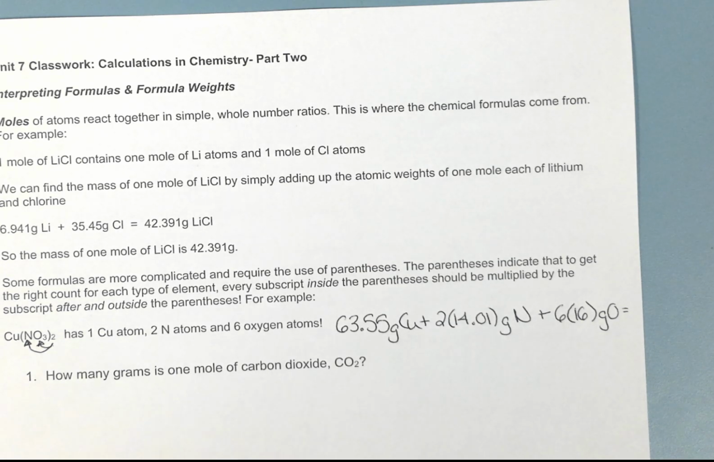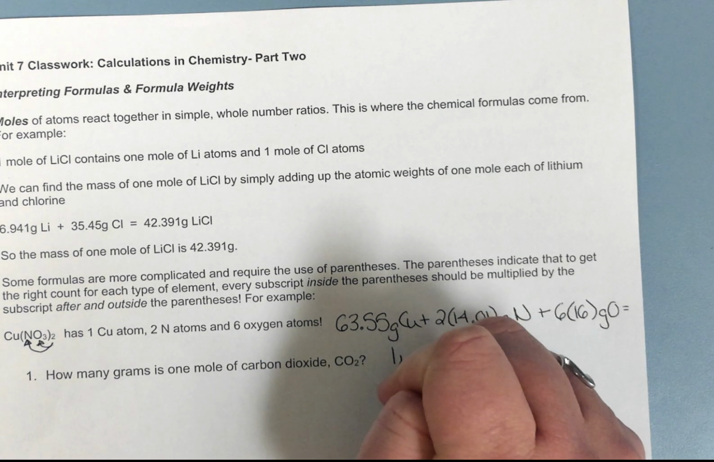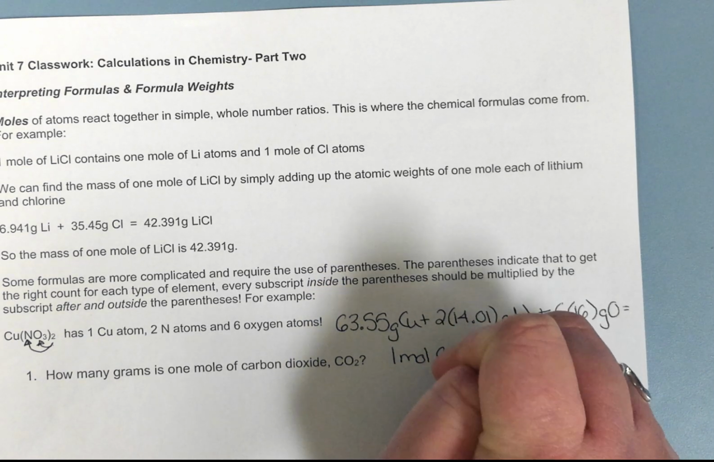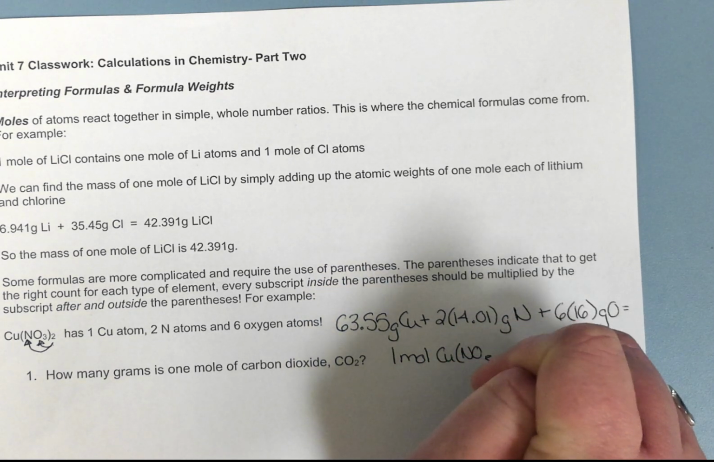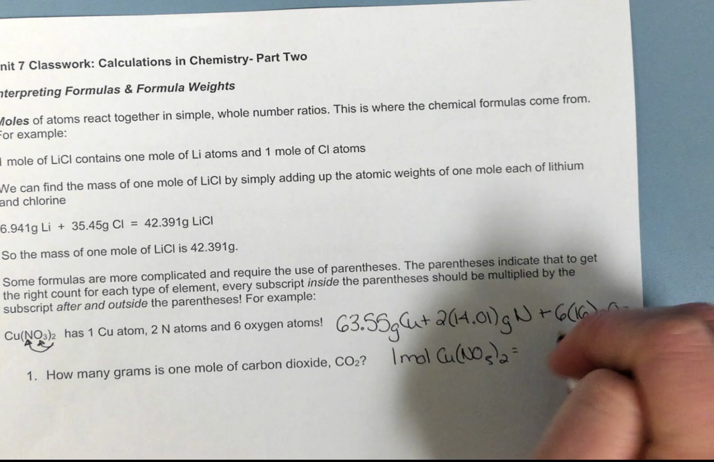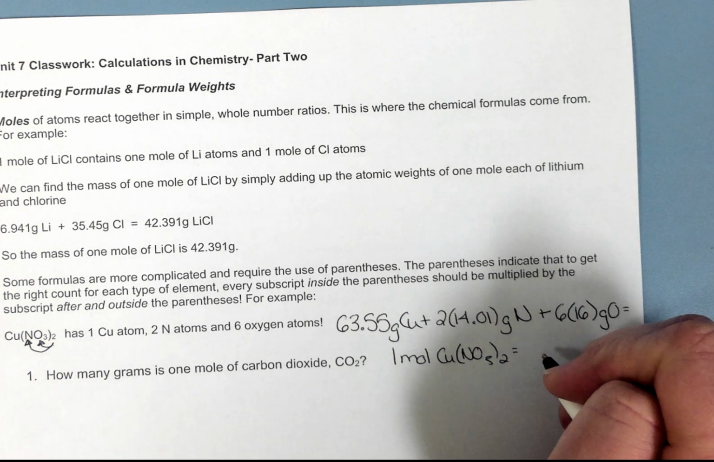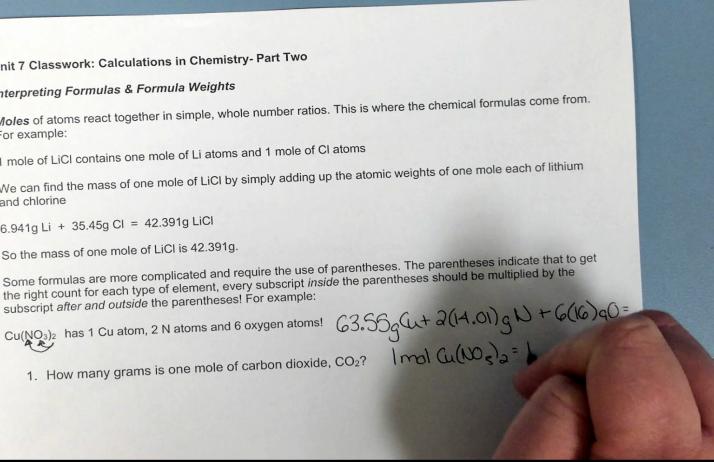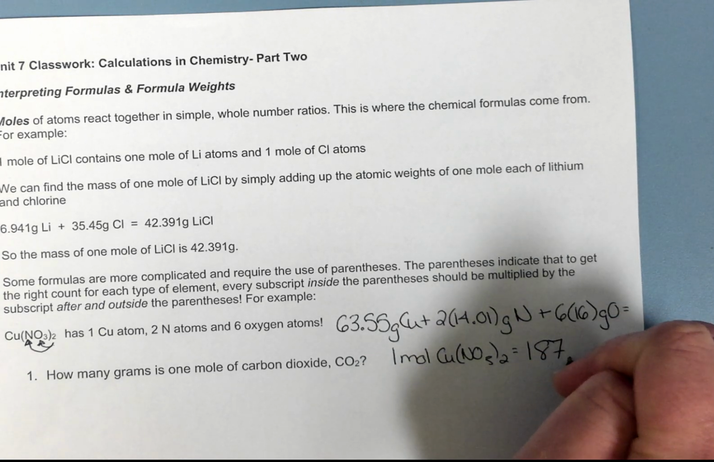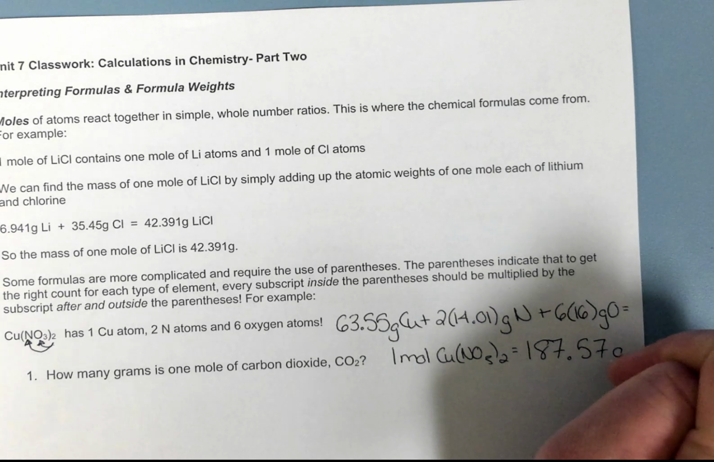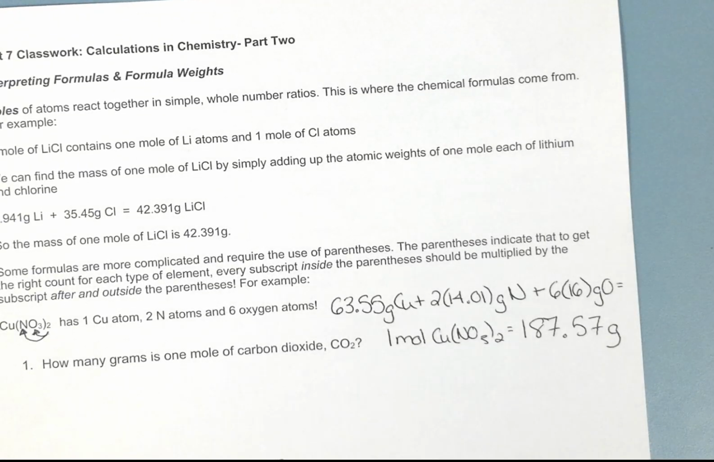You get that 1 mole of copper(II) nitrate has a mass of 187.57 grams. So try these next 4 examples and we'll see how you do.